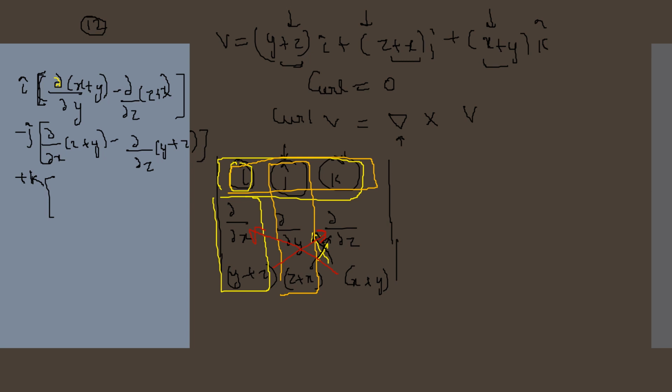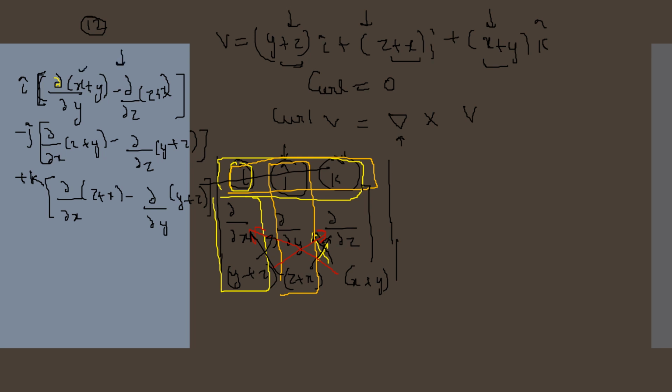You have to forget about this column and this row. So these two things are left. I'm hoping that you can see what I'm doing. Del by del x of z plus x minus del by del y of y plus z. You should remember this much, how to solve a matrix and how to find the determinant. Still, I'm hoping that it is clear. Once you got it, then differentiate.